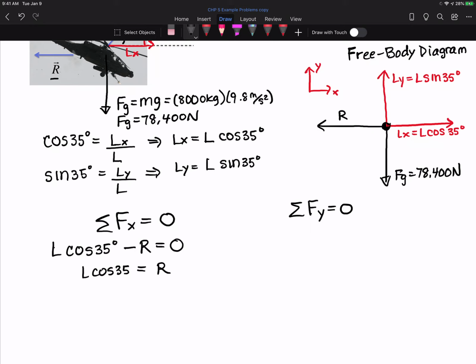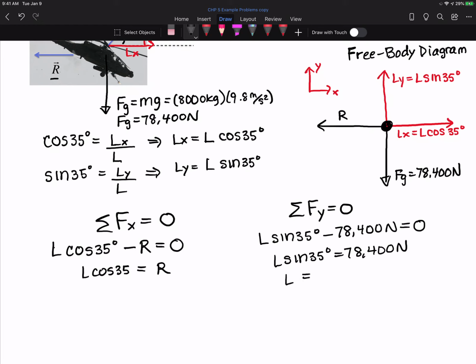So when I look at my free body diagram again, I have this upward lift force in the y direction, which is L times sine of 35 degrees. And then acting down, I have the force of gravity, so that's negative. And those have to add up to 0 because the system is in equilibrium. So I can move the force of gravity to the other side of the equation. And now I have an equation that only involves this upward lift force that I'm interested in. So I can divide both sides by sine of 35, and I will be able to determine what that lift force is.